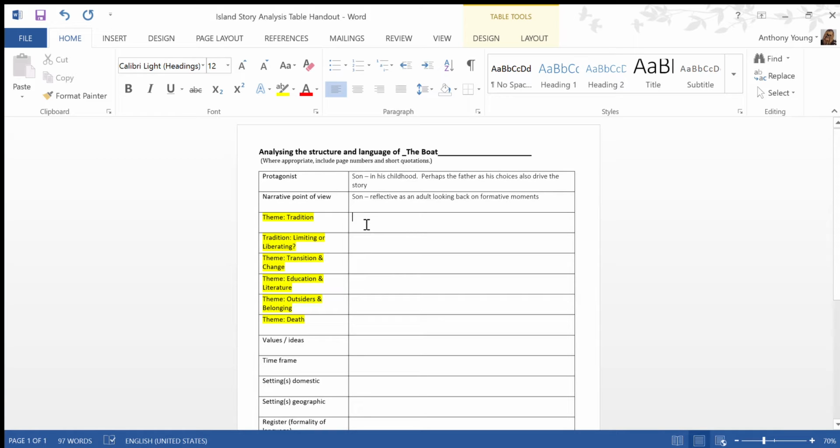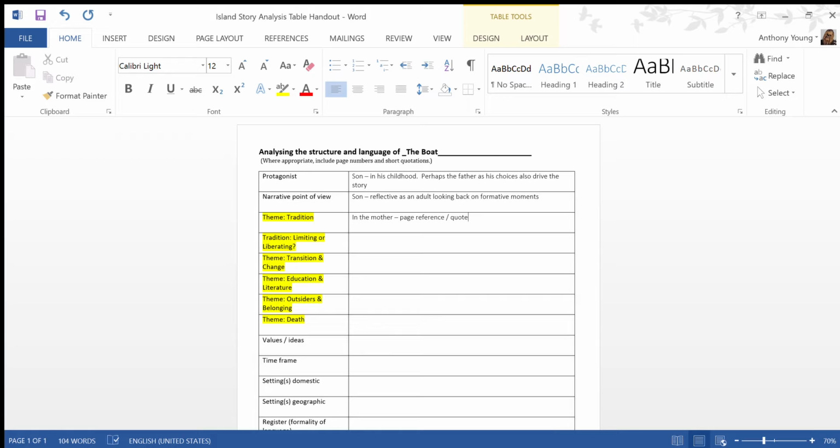So the theme of tradition is perhaps evident. I won't write evident because that'll be in all of them. So I would just write here in the mother. And then what you want to do is find a page reference or a quote to indicate that the mother reflects that theme.